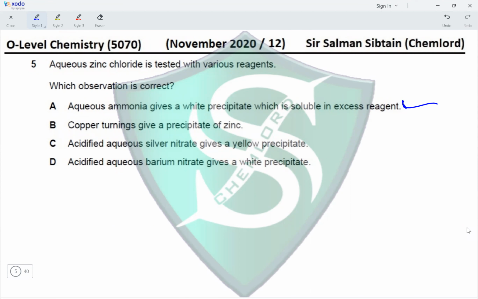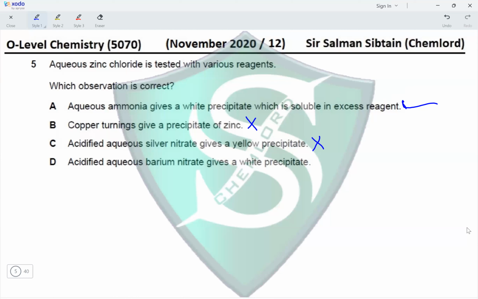Next, copper turnings give a precipitate of zinc. No, copper is less reactive than zinc, so it will not displace zinc. Acidified aqueous silver nitrate gives a yellow precipitate. We've got chloride present, it would give a white precipitate.